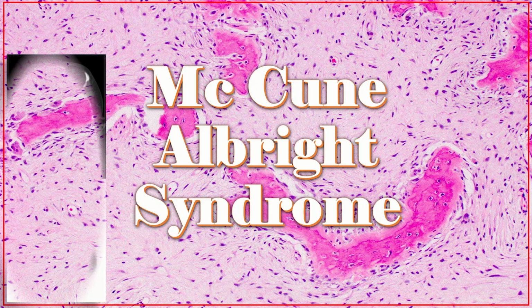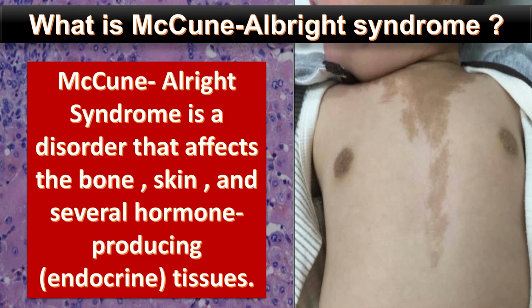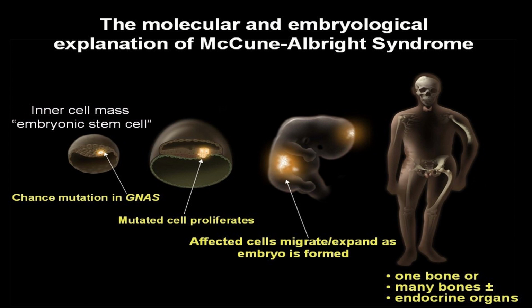McCune Albright syndrome is a disorder that affects the bone, skin, and several hormone producing endocrine tissues. It is caused by activating mutations in the GNAS1 gene, which encodes the alpha subunit of stimulatory G protein. As a result, the mutated cells proliferate. Affected cells migrate or expand as the embryo is formed. One bone or many bones, plus or minus endocrine organs, are affected.